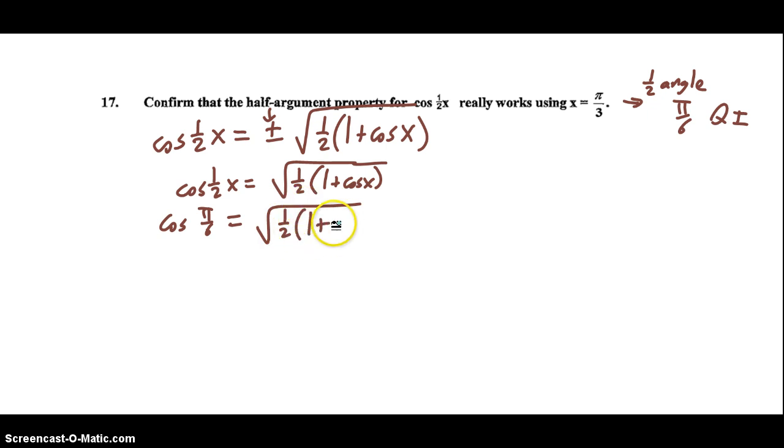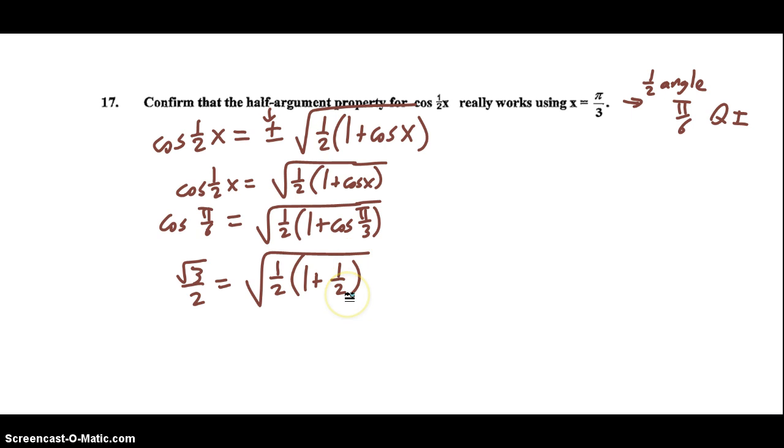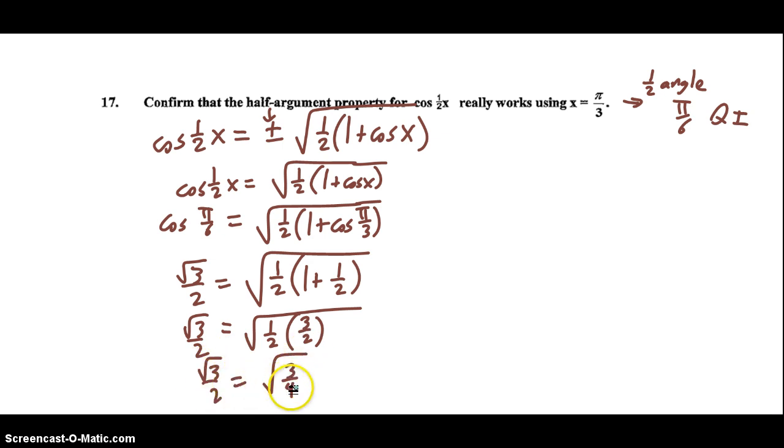1 plus cosine of x, so cosine of pi over 3, because that's what x is. Well, cosine of pi over 6 on your chart is radical 3 over 2, so I hope this side becomes radical 3 over 2. 1 plus cosine of pi over 3 is 1/2. And we end up with 1/2 times 1 plus 1/2 is 3/2. And you end up with the square root of 3/4.